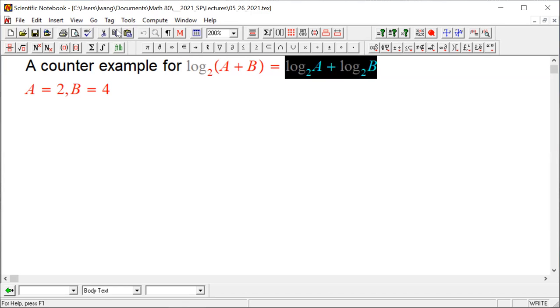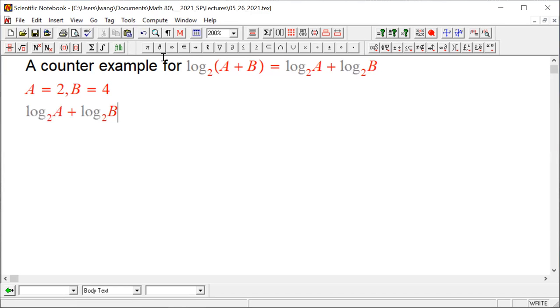From the right-hand side, I start from the easy part. A is 2, B is 4. What does the log base 2 of 2 equal to? That equals 1, right? What's the log base 2 of 4 equal to? That equals 2. So the right-hand side equals 3.